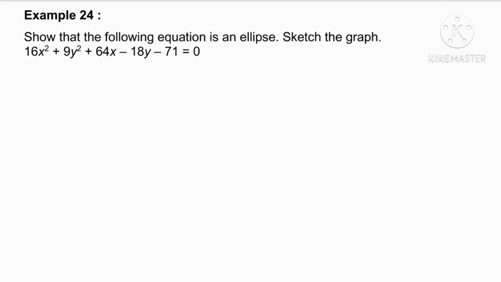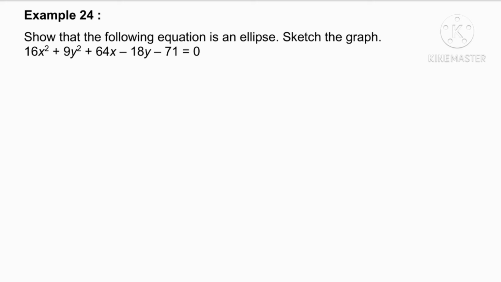In this video, we are going to show that the following equation is an ellipse and then sketch the graph. Given the general equation of an ellipse is 16x squared plus 9y squared plus 64x minus 18y minus 71 equal to 0. So firstly, we are going to convert the general equation of the ellipse into the standard form by using the technique of completing the square.